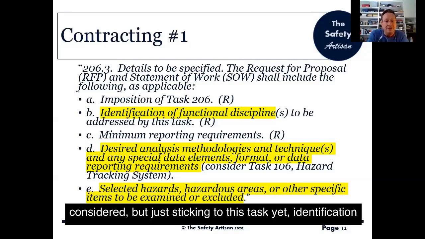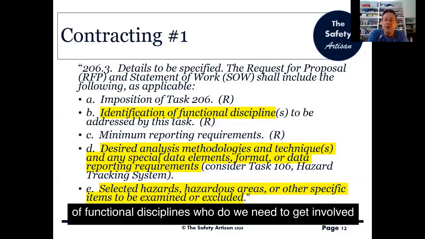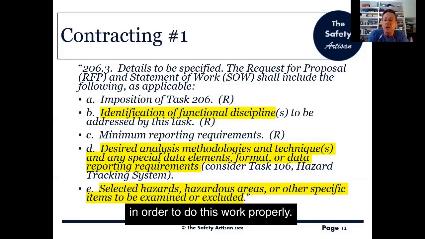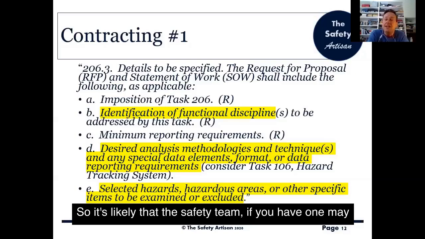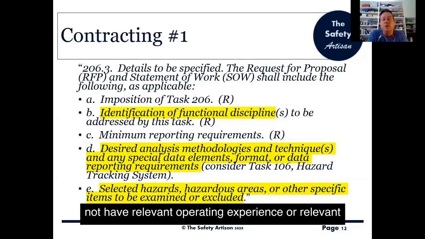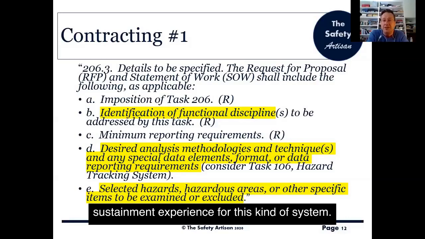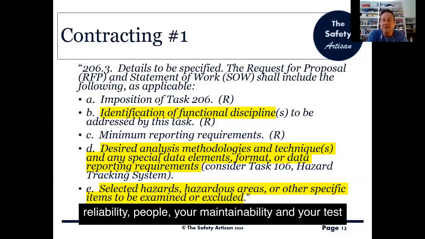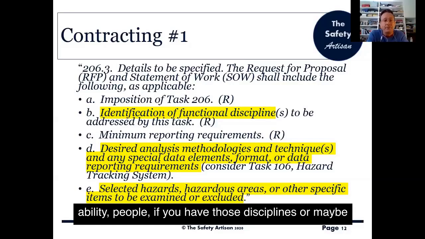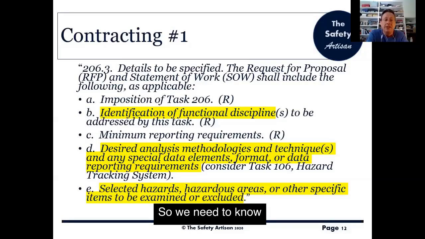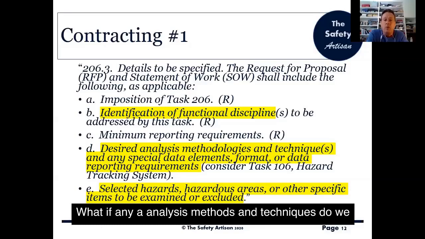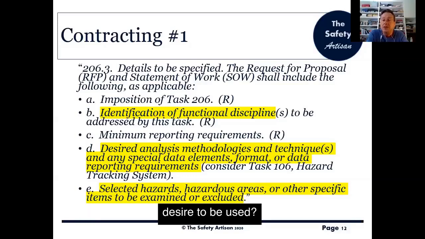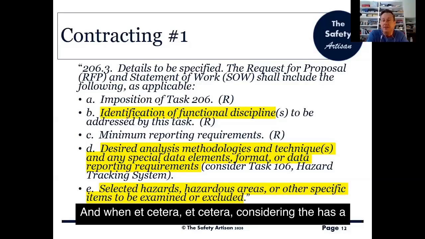But just sticking to this task, identification of functional disciplines. Who do we need to get involved in order to do this work properly? So it's likely that the safety team, if you have one, may not have relevant operating experience or relevant sustainment experience for this kind of system. We need the discipline specialist to get involved. Typically your integrated logistics support team, your reliability people, your maintainability and your testability people, if you have those disciplines. Or maybe you're calling them something else, it doesn't really matter. So we need to know what are the reporting requirements, what, if any, analysis methods and techniques do we desire to be used, and when, etc., considering the hazard tracking system, etc.